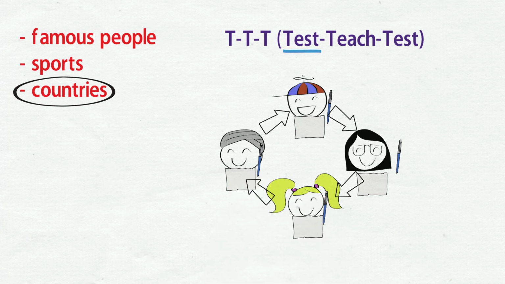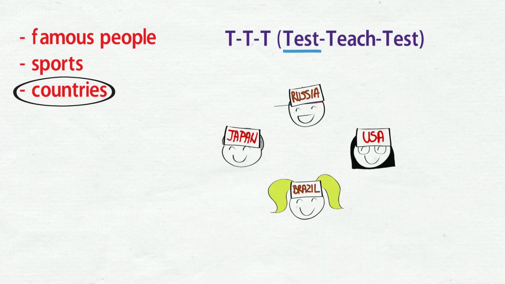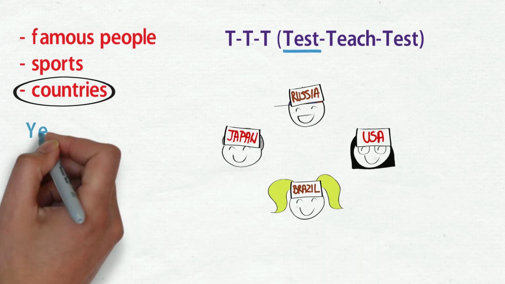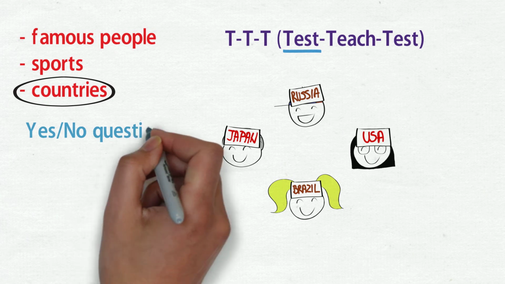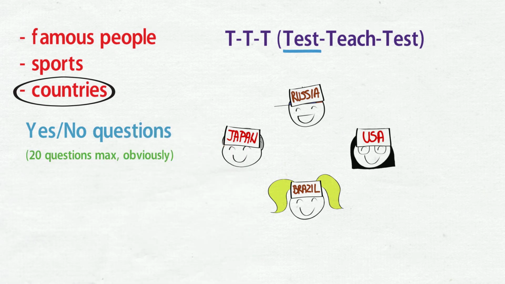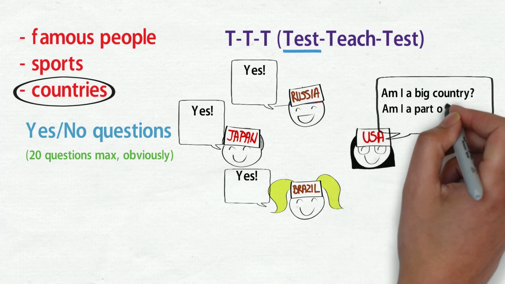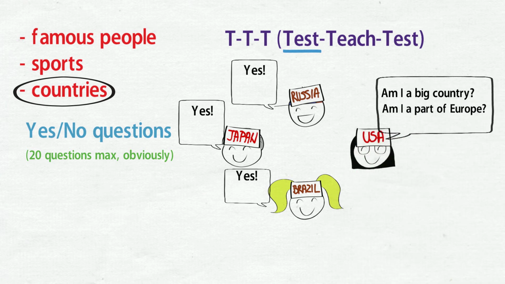After that, they're supposed to put the pieces of paper on their foreheads and guess what country they have by asking a series of yes or no questions about that country. They need to know the facts, so they will most likely ask questions in present simple without even realizing it. Like, am I a big country? Am I a part of Europe? And so on.